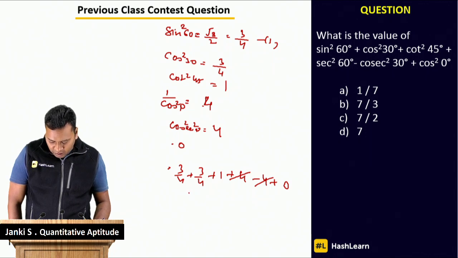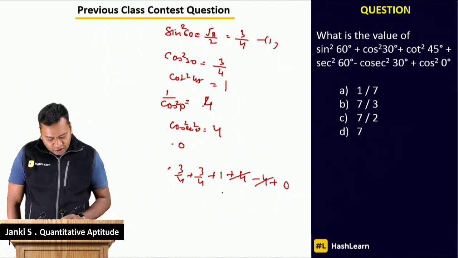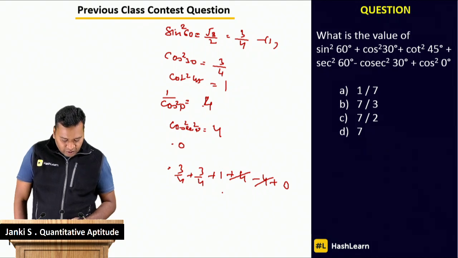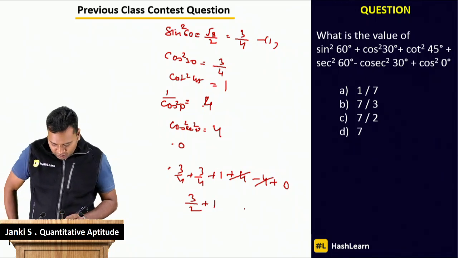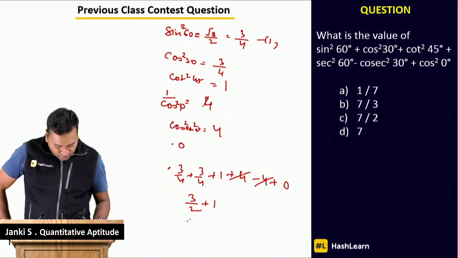Well, let's see whether we have missed any other value. Sec square 60 is equal to 4, that is already cancelled, right? 1 by cos square, cosec is also 4, that is cancelled. Cos square 0 is 0, that is also cancelled, right? So let's check which is the value which could satisfy the condition here. So it's saying 3 by 2 plus 1, right? Let's see if any value we have missed. I think none of the options is in this format, because it has to be 5 by 2.